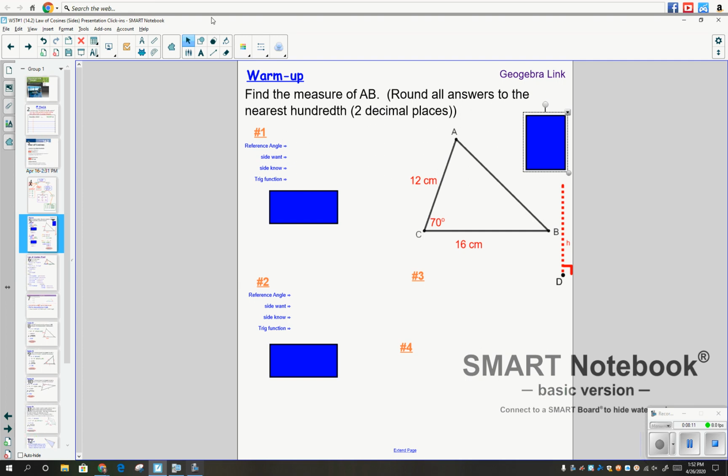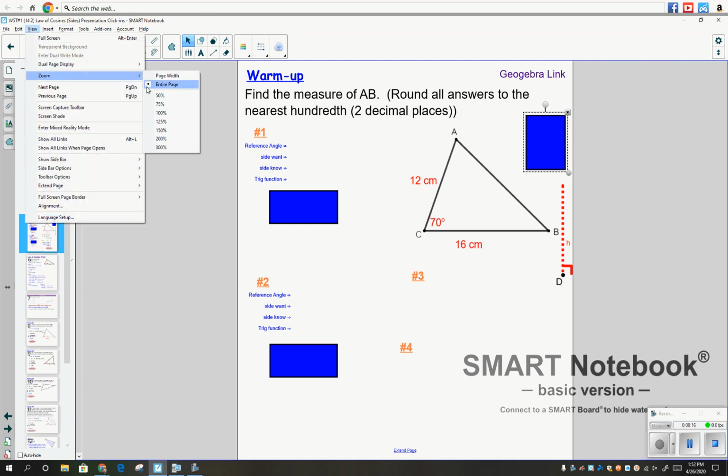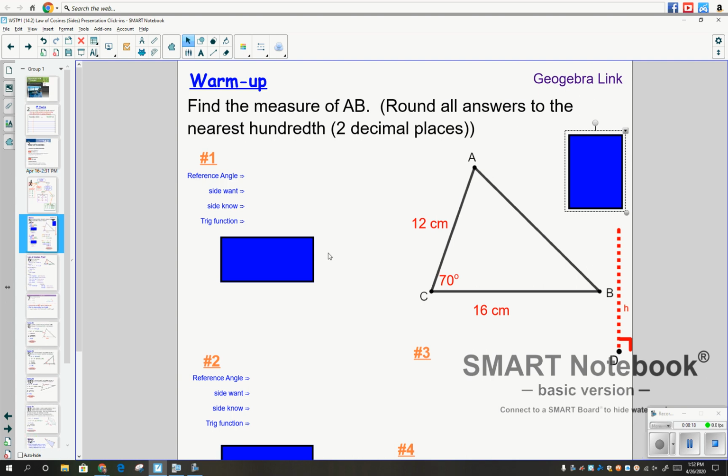So as we go and look at the warm-up here, I want to find the measure of AB. That's what I want to find the measure of. Side C. Well, it's not a right triangle, so I cannot use SOHCAHTOA.